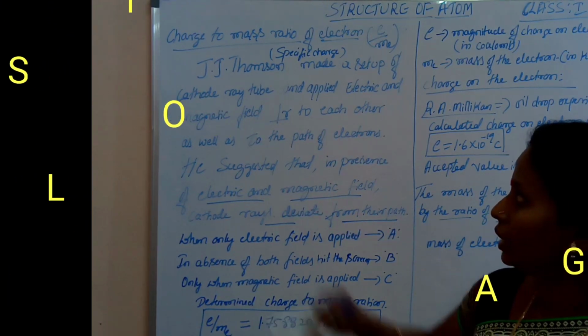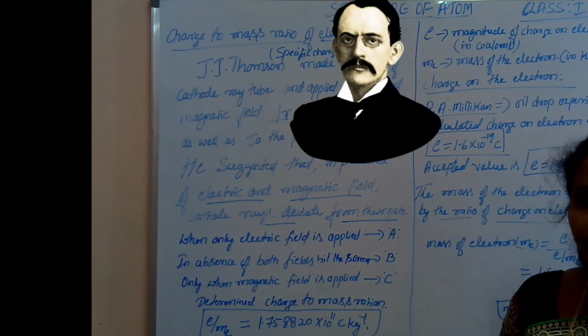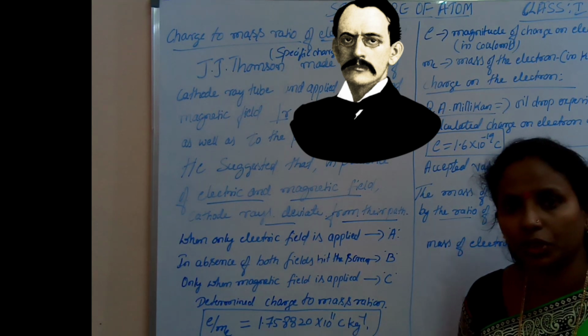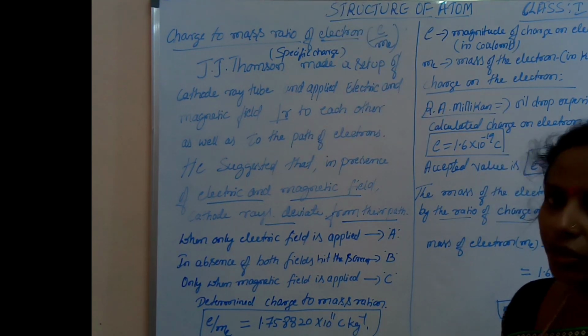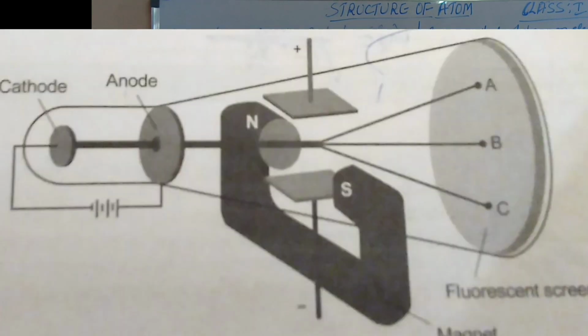Here J.J. Thomson made a setup of a cathode ray tube and applied electric and magnetic fields perpendicular to each other as well as to the path of the electron. And he suggested that in the presence of electric and magnetic fields, the cathode rays deviate from their path. This is most important.